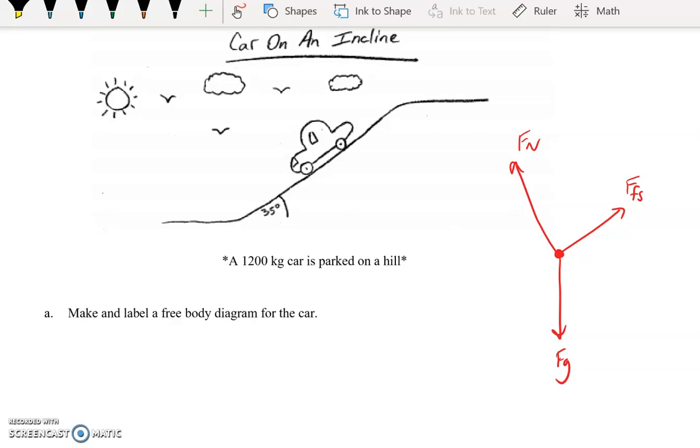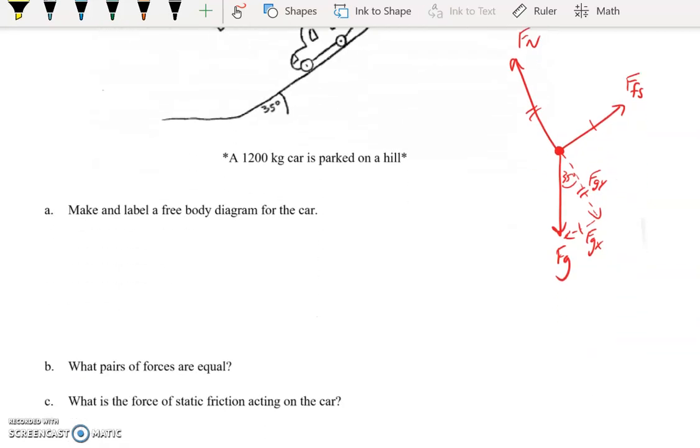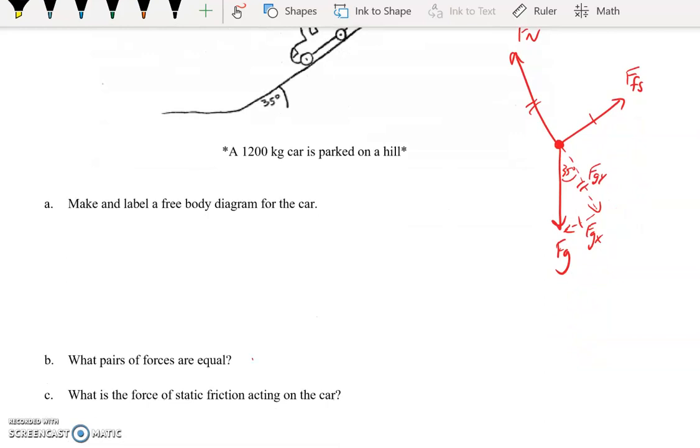And essentially that's what it is, but we know that we're going to have to break this force of gravity into its two components. So we might as well do that now. FGY, FGX. And we'll label some things as being the same. Alright, B wants pairs of forces that are the same. That's Fn and FGY, as well as Fs and FGX.